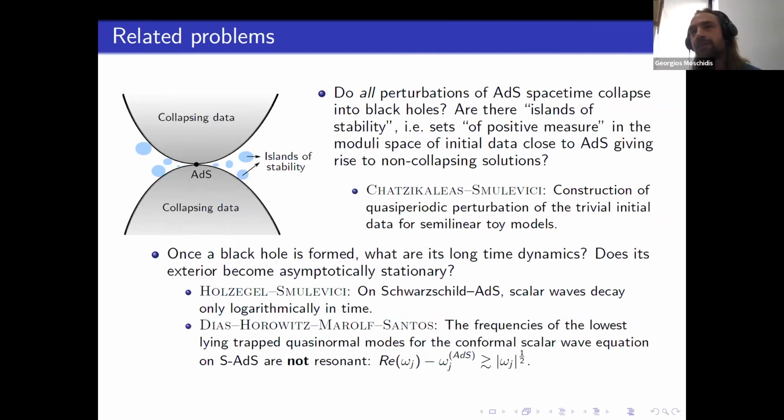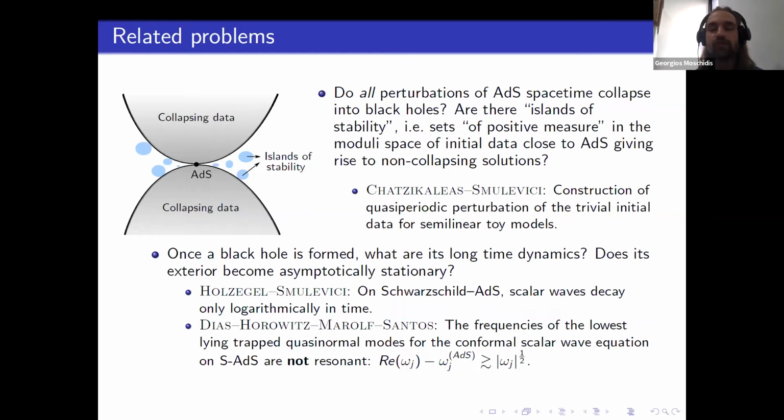Within spherical symmetry, it is expected that once a black hole is formed, once Schwarzschild AdS, let me finish. So once a black hole is formed, one expects that it settles down to Schwarzschild AdS exponentially fast. For example, there is the result of Holzegel and Smulevici saying that small perturbations of Schwarzschild AdS in spherical symmetry for the Einstein-scalar field system converge exponentially fast to Schwarzschild AdS. However, outside spherical symmetry, it's not clear what happens.